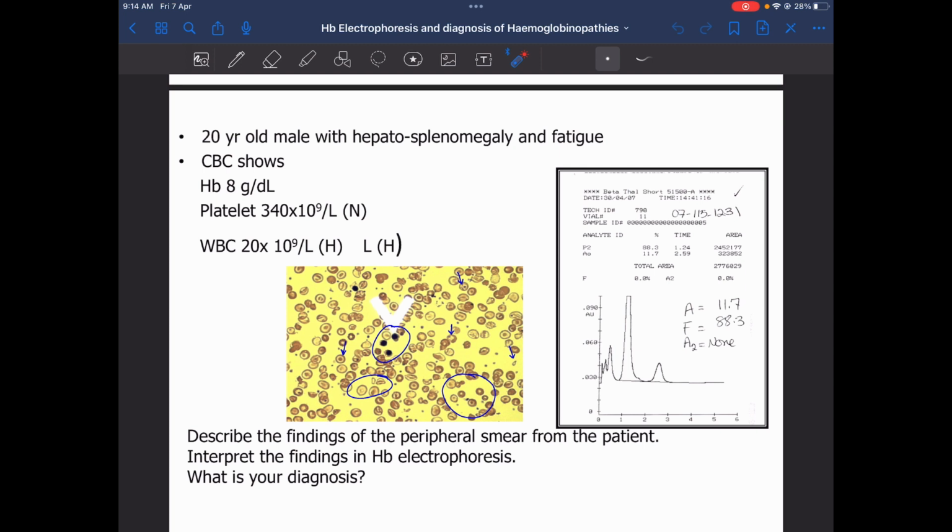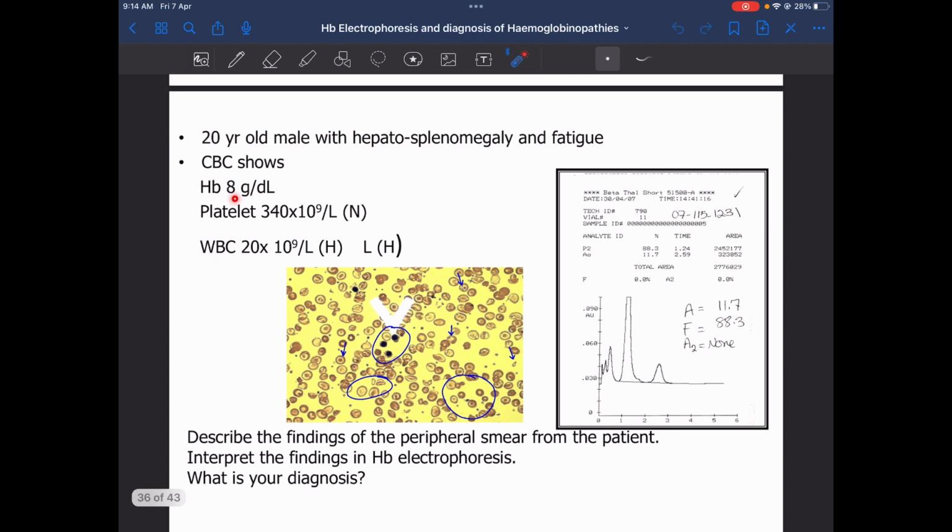Next, we look at the CBC. Hemoglobin is 8, which is very, very low. The normal levels for a female are 12 to 14, and the normal levels for a male adult are 14 to 16. So obviously, 8 is around half of what it's supposed to be. So yes, the patient does have anemia, and fatigue relates with anemia. The platelet levels are normal, but the WBCs are kind of elevated.